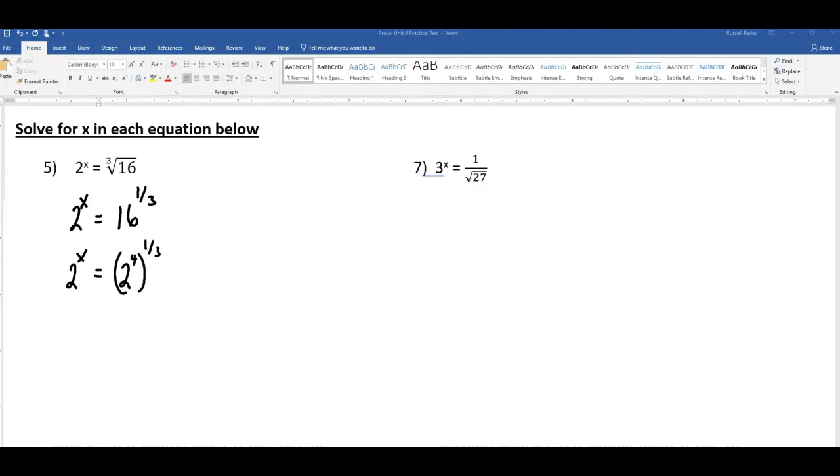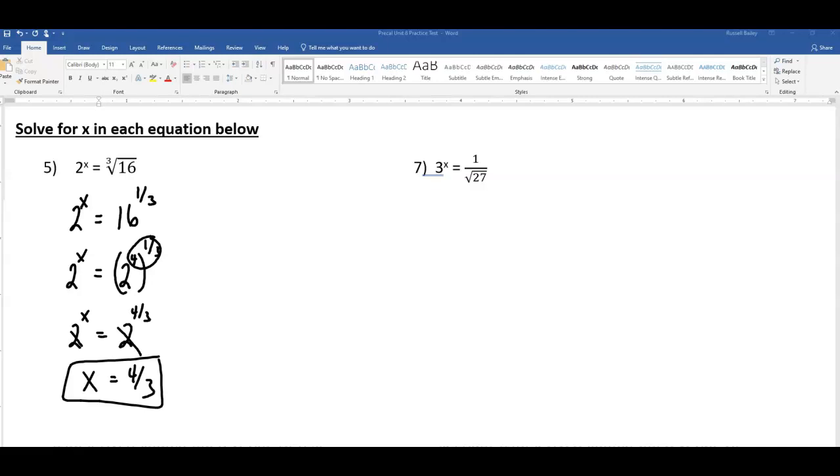So now they both have the same base, which is 2. And then we're going to simplify. You can use a property of exponents and multiply these things together and end up with 4/3. And after that, you should be able just to ignore the bases and compare the exponents. And sometimes you'll have to solve, but in this case we don't need to. We have our answer. It's 4/3.